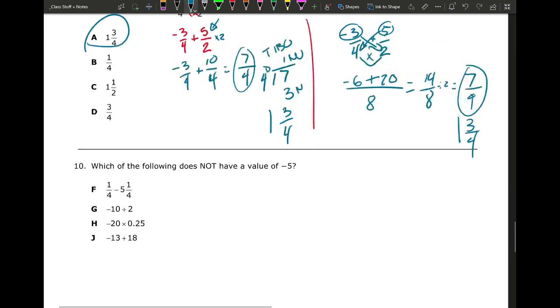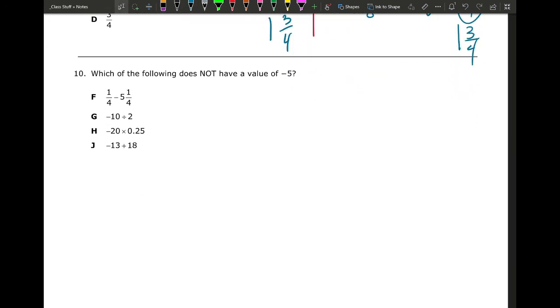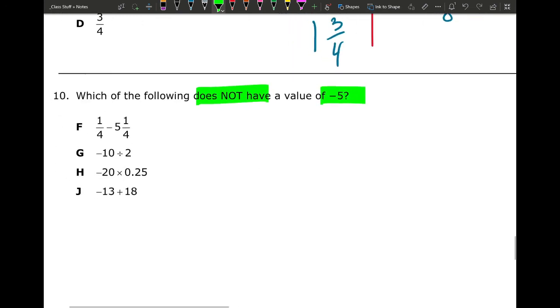Number 10, the last one. Which one of the following does not have a value of negative 5? I'm looking for the wrong answer. So let's do this real quick. Let's start with the easy ones. I have negative 10 divided by 2. That's just going to be 5. Negative and positive makes a negative. So that is negative 5. I'm looking for not negative 5.